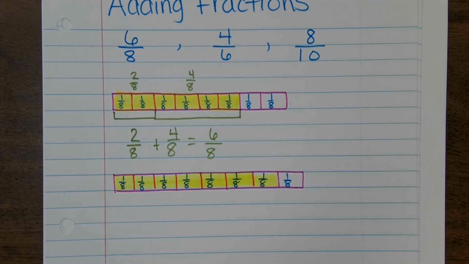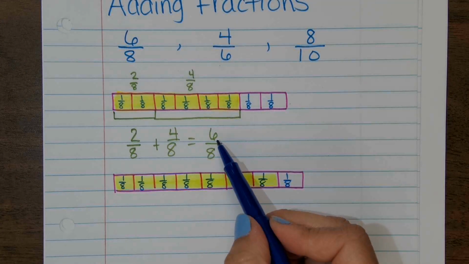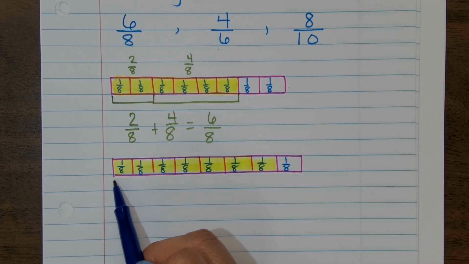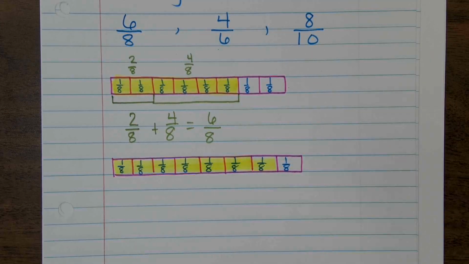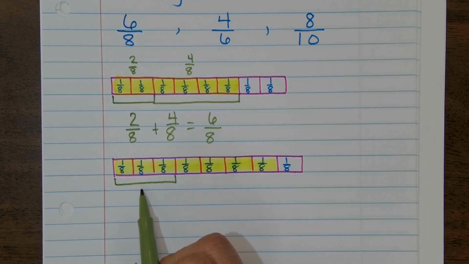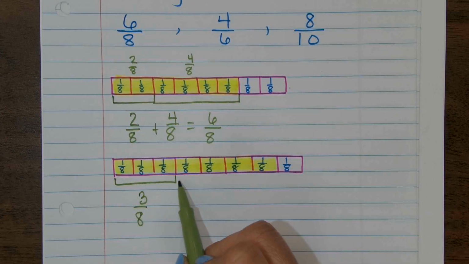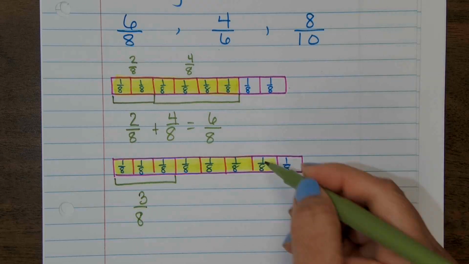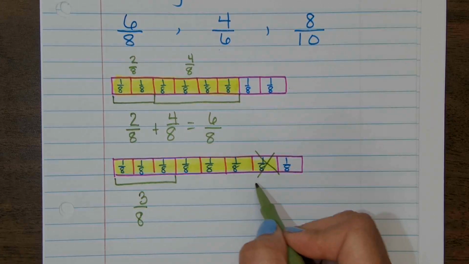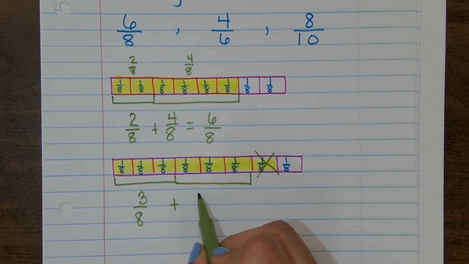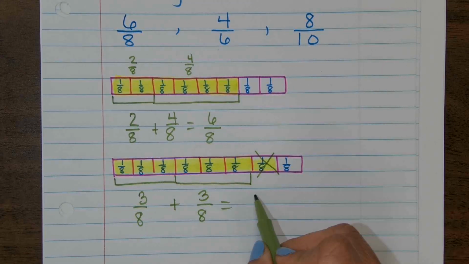And now we can find a different way to add two fractions to equal 6/8. So we can combine. We can go with 3/8. So this one would be 3/8. And then, oh, I shaded in one too many, guys. Only up to here. 3/8 plus 3/8 equals 6/8.